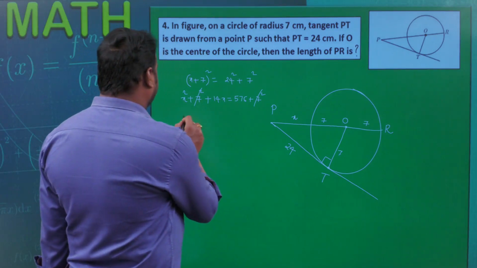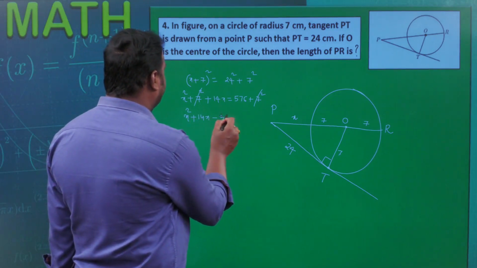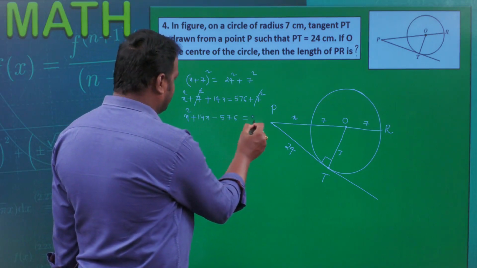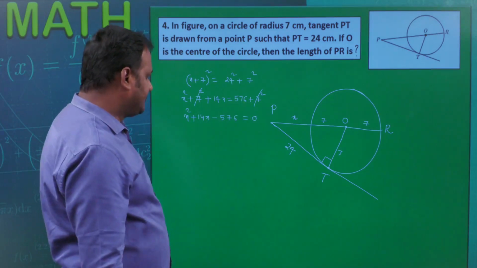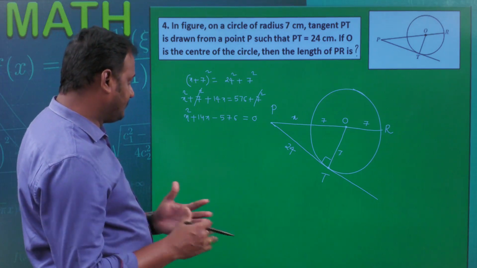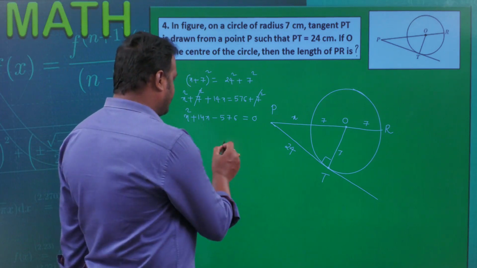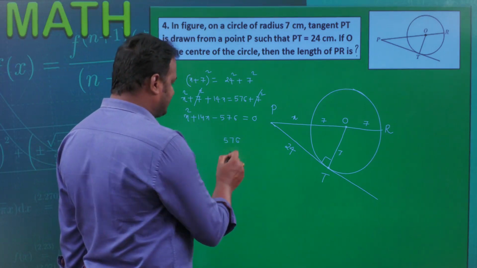I would do one thing here. x square plus 14x minus 576 is equal to 0. Right? It is a quadratic equation. Now in order to find the value of x, I will have to factorize this 576 in order to get 14. So what are the factors of 576?